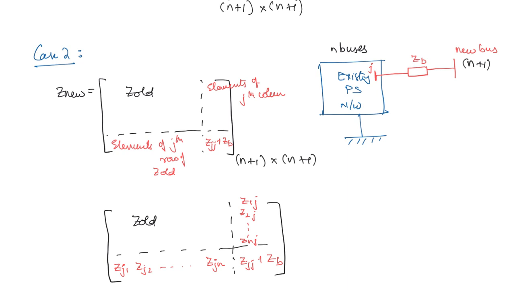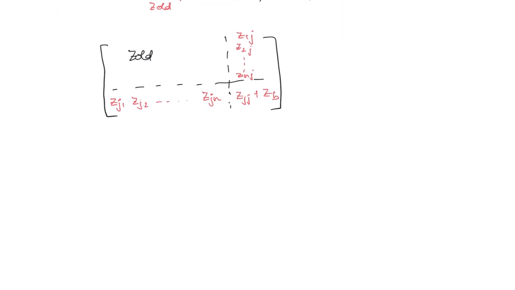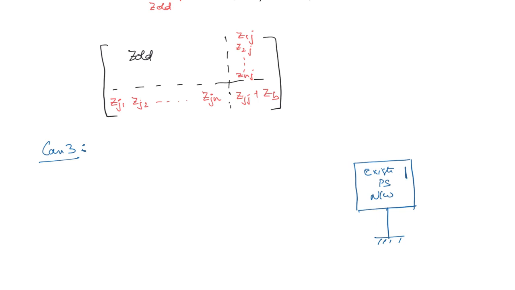Now the next case is we will be adding a new transmission line from the existing bus to the ground. So this is the existing power system network. Here the existing bus is present, so this bus number we will take as J. And there is a new transmission line. See, there is no new bus here, only a new transmission line. So the impedance we are going to take ZB.